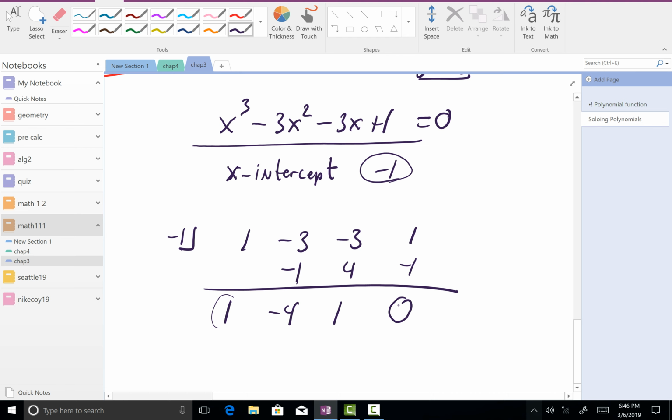Because that's what we should get. Right? If this is an x-intercept, okay, that was in that section 3 too. If this is an x-intercept, then we better get a 0 here. If we're not getting a 0 here, something went wrong.